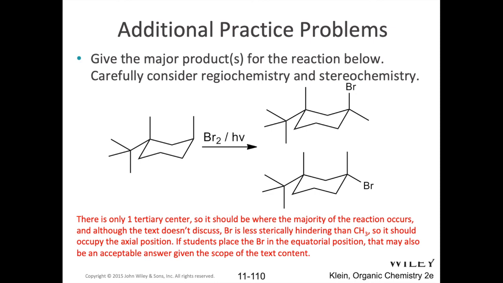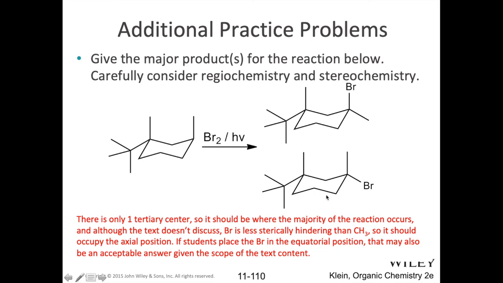That being said, out of your products, it makes sense that this one's kind of stable, and you can have that methyl group at the equatorial position. So even though there's steric strain between the bromine and this methyl group over here, it's okay because it's better than the steric strain between these two methyl groups here.